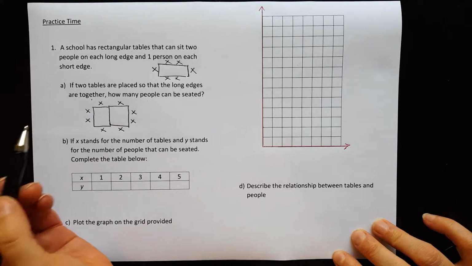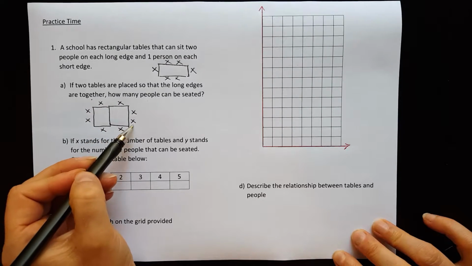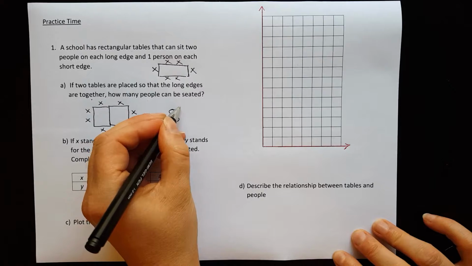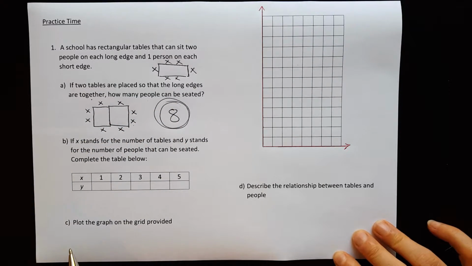Okay, so let's see how many people can sit around these tables now. 1, 2, 3, 4, 5, 6, 7, 8. 8 people can sit around the 2 tables when the long edges are together.